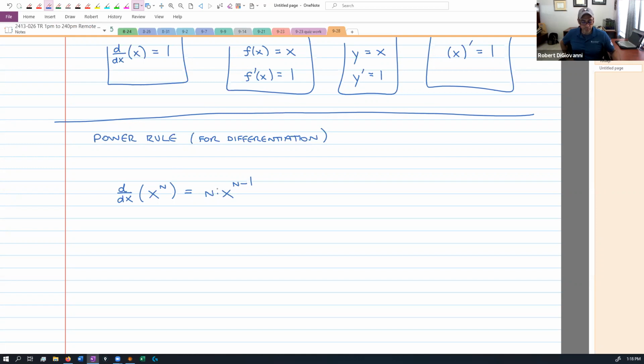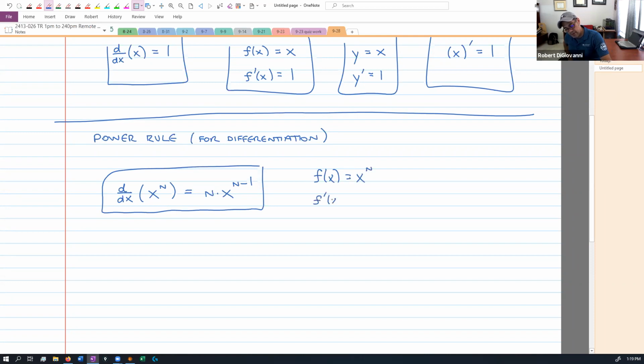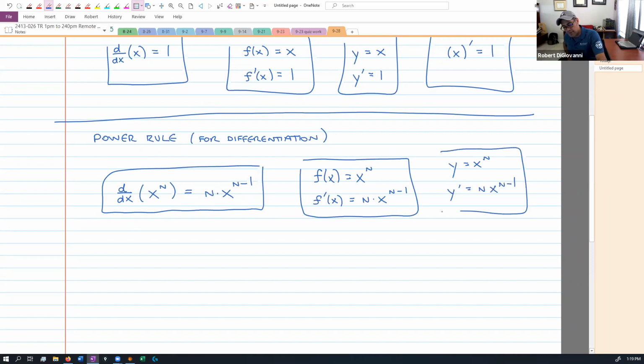So that means that another notation for this would be, if f of x is x to the n, then the derivative of that is n times x to the n minus 1. Another notation would be if y equals x to the n, then y prime would be n x to the n minus 1. And then the last kind of notation is that if you take x to the n and you take its derivative, you get n x to the n minus 1.